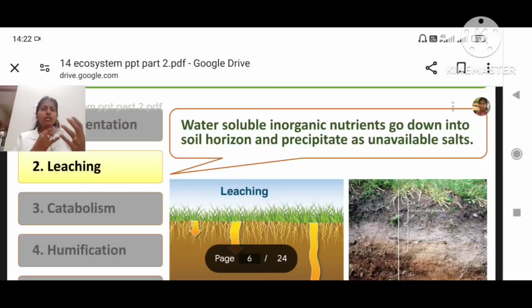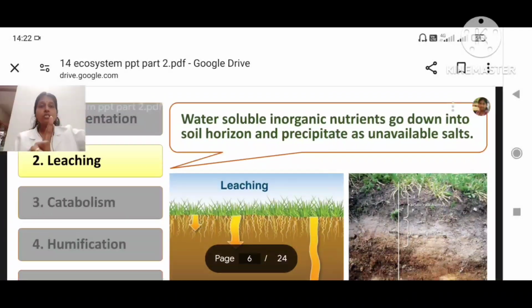Leaching. In decomposition, they are not playing that major role, but anyhow this water is playing a major role because it helps in mixing up the particles. Some of the soluble inorganic nutrients go down into the soil horizon and there they will form a precipitate as unavailable salt. But the big trees can take this salt. Otherwise it is very difficult for them to take because it's much deep inside. So this process we call leaching.